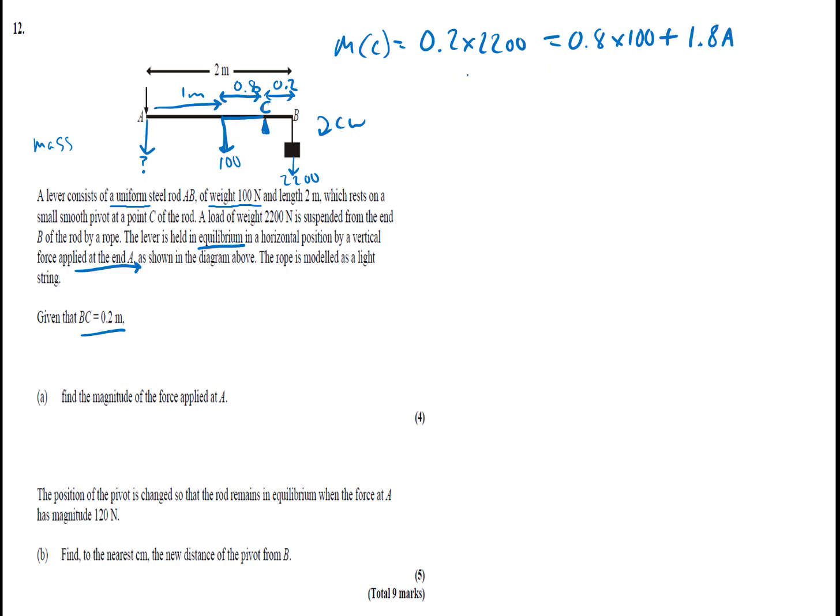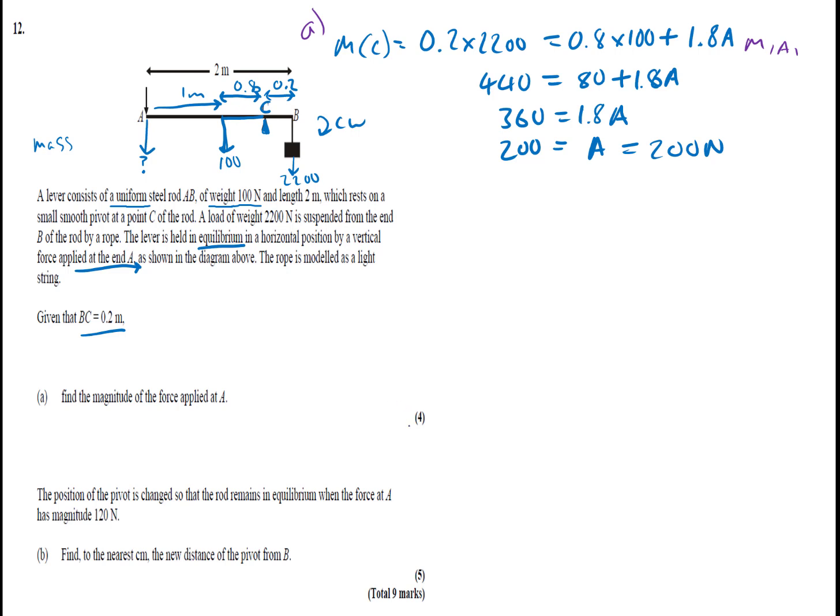So what do we get? We get 440 equals 80 plus 1.8A. Now let's solve that. So we're going to get 360 equals 1.8A. Divide out by 1.8, so A equals 200. Not bad at all. And just remember that is going to be 200 newtons because that is a force. Now that should be an achievable 4 out of 4 marks for you.